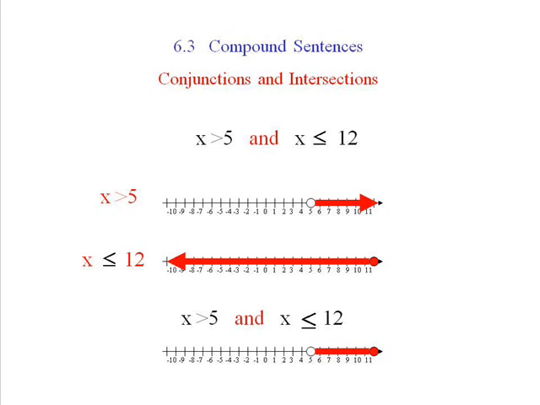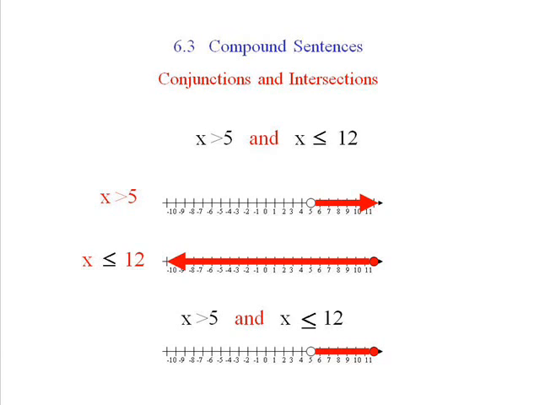Looking at the graph for x is greater than 5, we will need an open circle on 5 and an arrow pointing toward the right where the numbers are greater than 5. X is less than or equal to 12 requires a closed circle on 12 with an arrow pointing to the left where the numbers are less than 12. This will give us x is greater than 5 and less than or equal to 12.